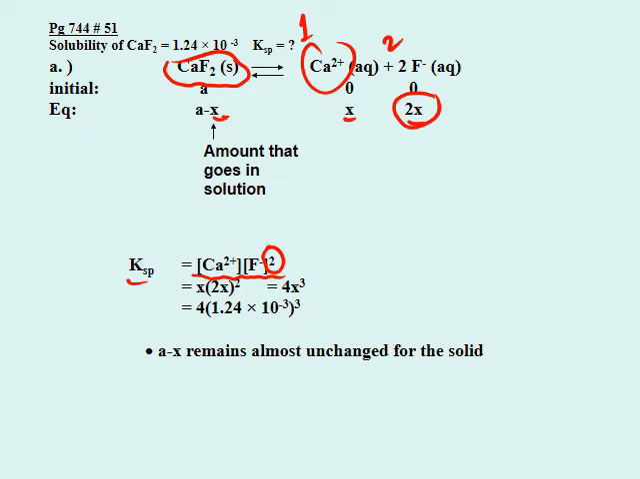X is nothing but the solubility, that means how much of the solid has gone into the solution. And we already know that value, 1.24 times 10 to the negative 3. And finally, you get your answer. So make sure you finish this and get your final answer.